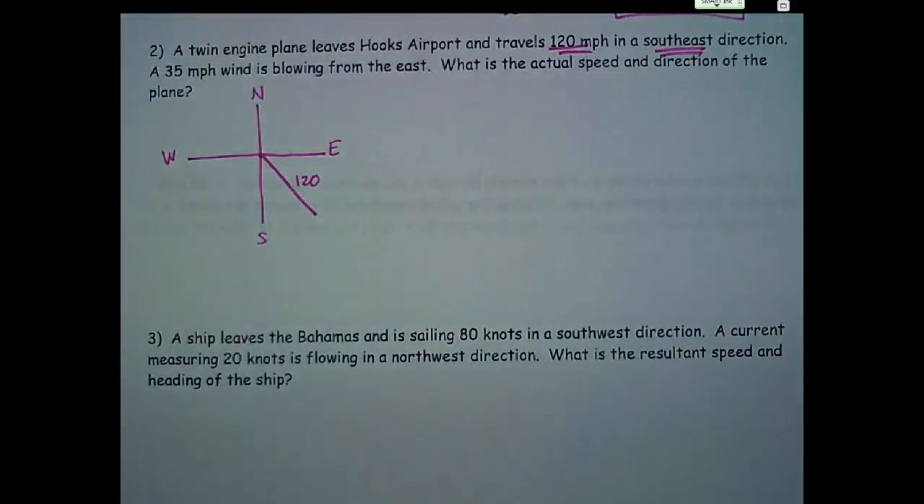Now we have to take into account the wind. So I'm going to draw a new compass rose so I can draw the wind accurately. When you draw your new compass rose, guys, make it perfect or it's confusing. Let me explain what I mean by that.